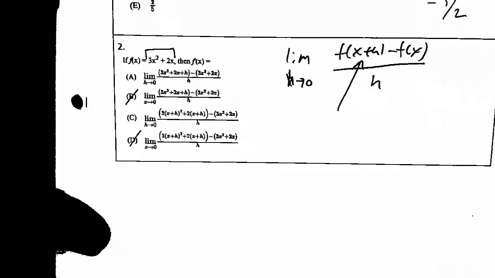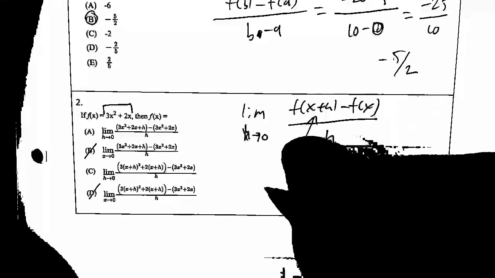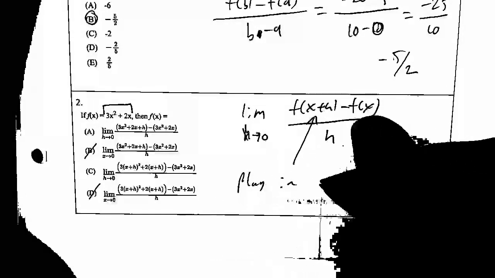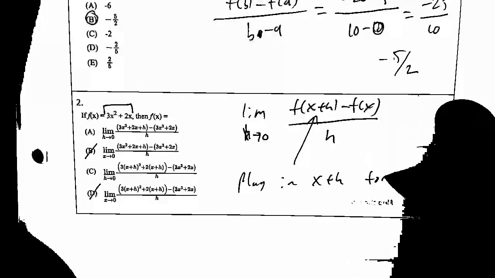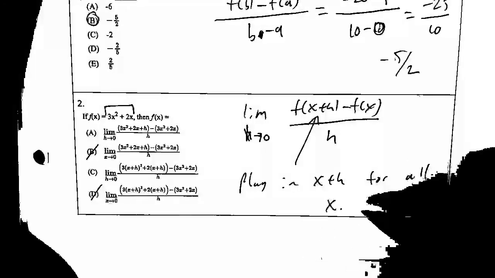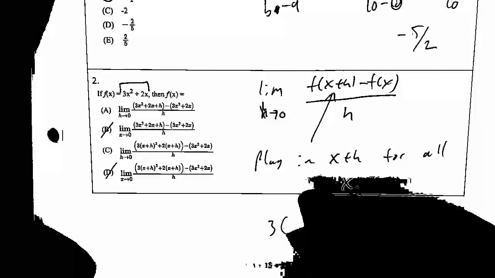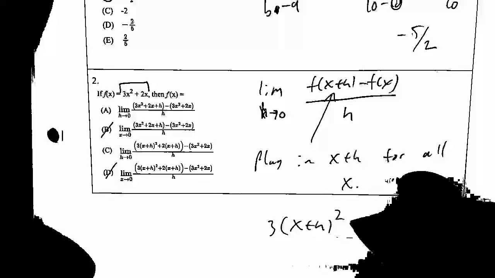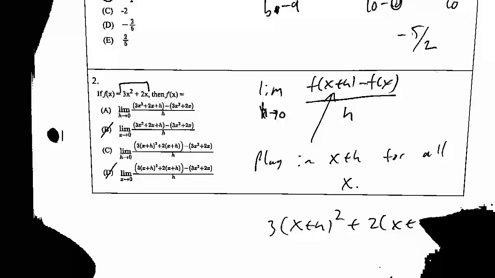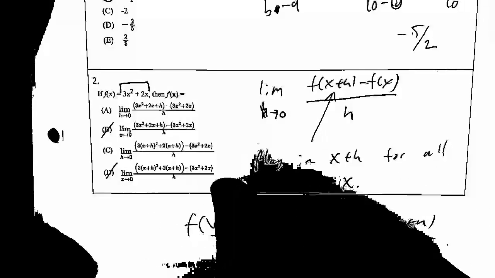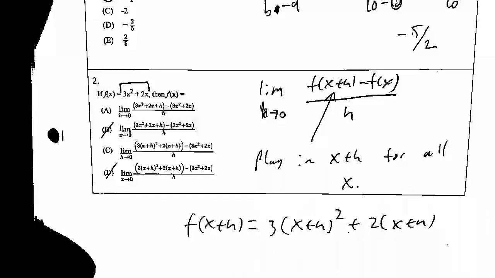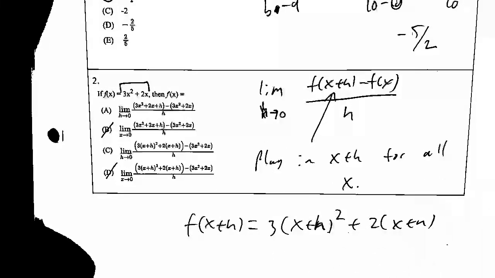When you find f of x plus h, that means plug in x plus h for all x. So what you would have is 3 times x plus h squared plus 2x plus 3x h plus h squared, right? Say it again. Wouldn't it be f of 3x plus h squared? Or does that get rid of the x? Does that get rid of the f of x?